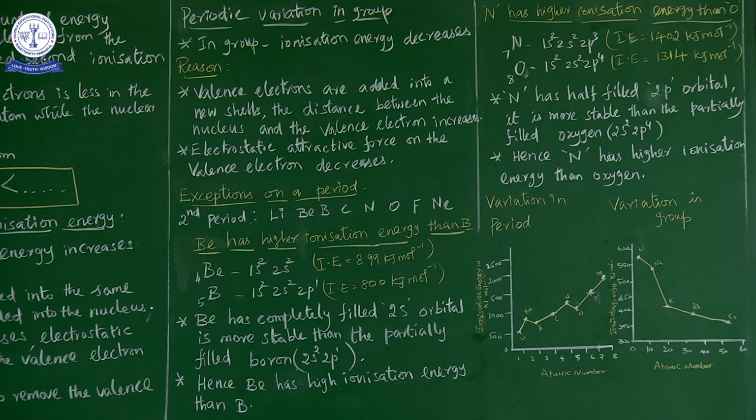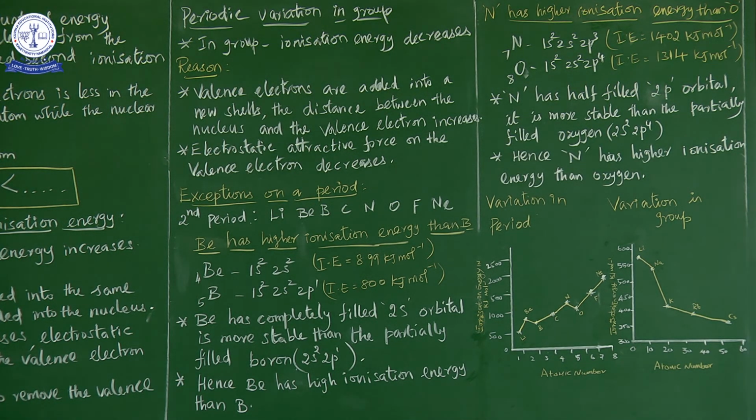ionization energy increase ஆகுது explain பண்ணோம். The same factor is used here to explain the periodic variation in group. அதே factor தான் இங்கே explain பண்ண போகிறோம். Not only in the ionization property, the other two, electron affinity and electronegativity, are also explained on the basis of the same reason. இதே reason யூஸ் பண்ணி தான் other periodic properties நம்ம explain பண்ண போகிறோம்.